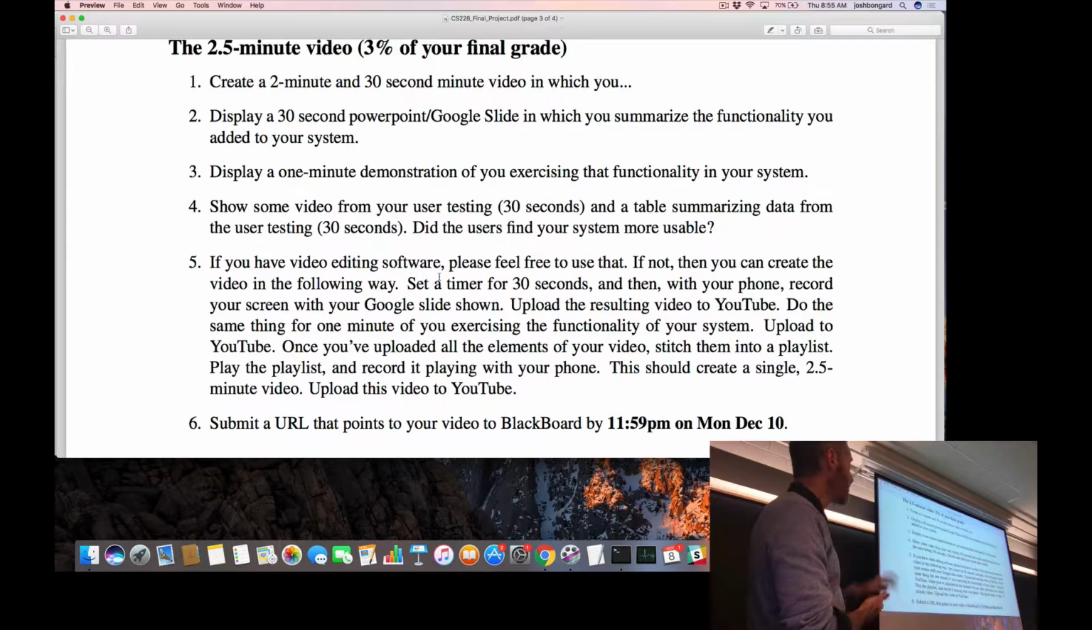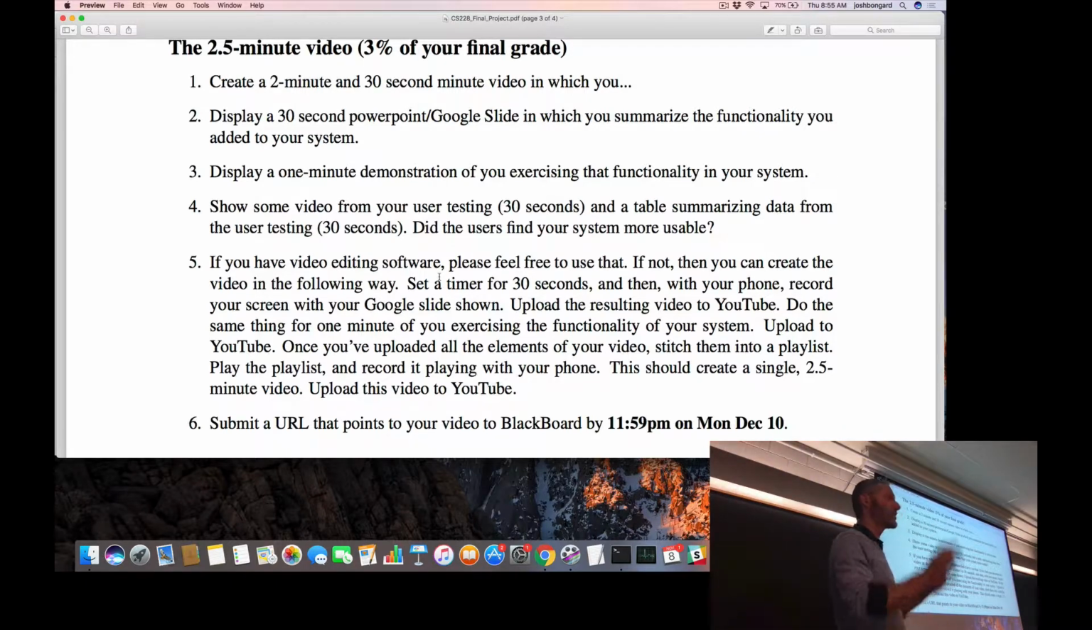Following that, 30 seconds, a snippet from your user testing. Maybe you show one of your users actually being confused. And then finally, you end with some quantitative data from user testing. Make sense? Okay, so that's 4 separate videos. If you have video editing software, go ahead and stitch that together into a 2-minute, 30-second video and upload to YouTube.